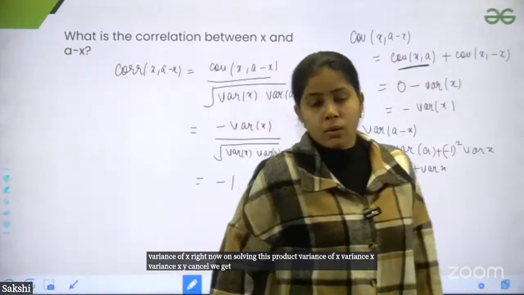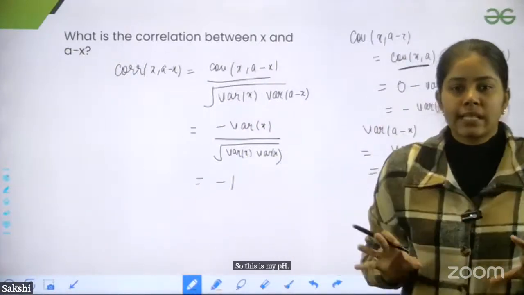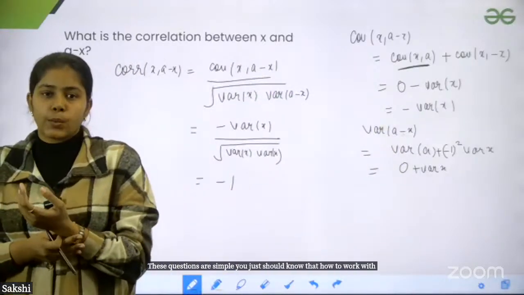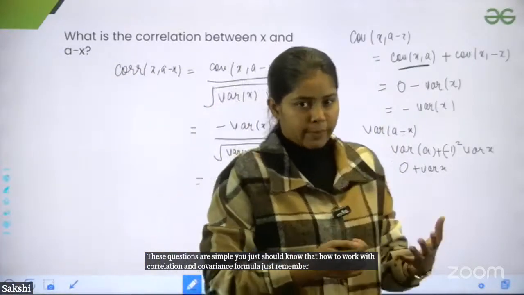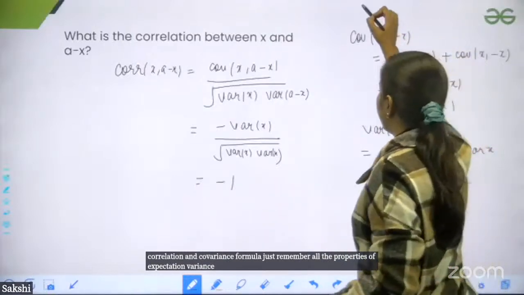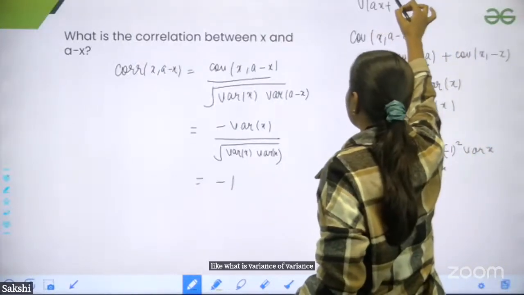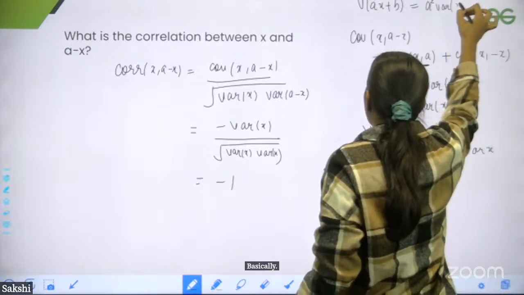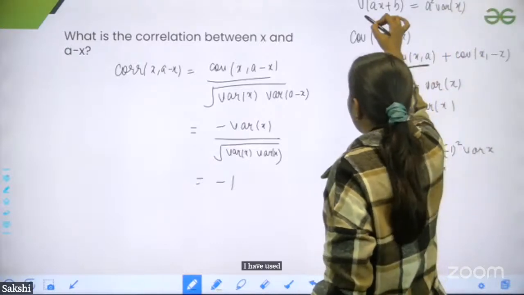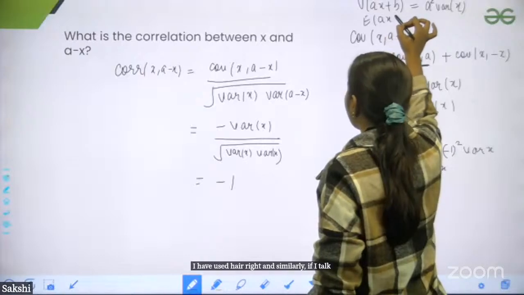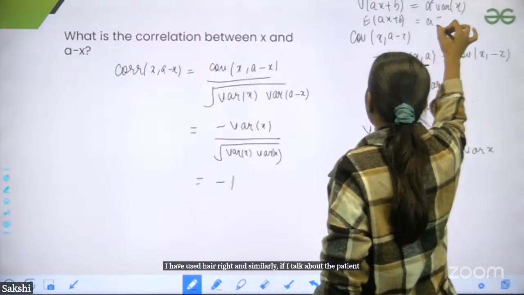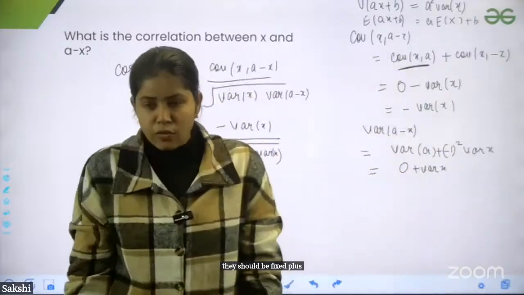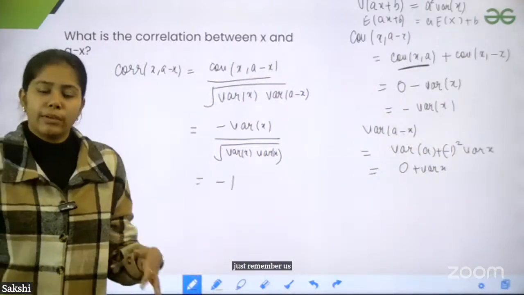So this is by correlation. These questions are simple. You should know how to work with the correlation and covariance formula. Just remember all the properties of expectation and variance, like what is the variance of aX plus b. Basically, variance of aX plus b is a squared variance of X, which I have used here. And similarly, expectation of aX plus b is a times expectation of X plus b. Just remember these two formulas and the covariance formula, and you would be able to solve the question.